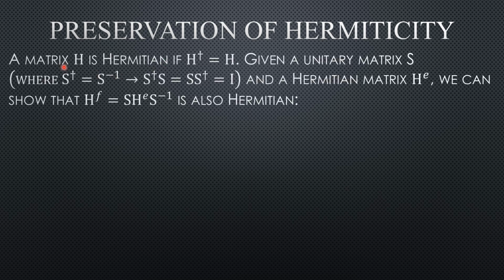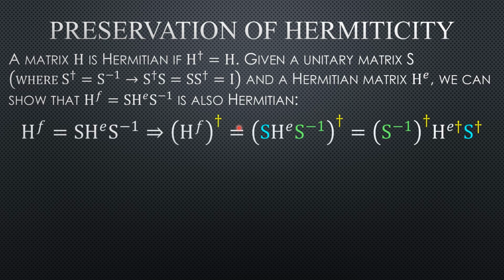So here, a matrix H is considered Hermitian if H dagger, where H dagger is the conjugate transpose, is equal to H. So given a unitary matrix S, where S dagger equals S inverse, from the statement of S dagger S equals S dagger equals I, and a Hermitian matrix HE, we can show that HF, equal to S HE S inverse, is also Hermitian. Again, we see that this is a similarity transform, but now we're also invoking that S be unitary based on this statement here, and that makes it a unitary transformation.